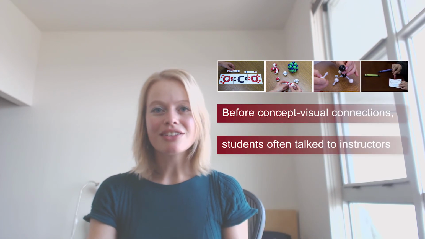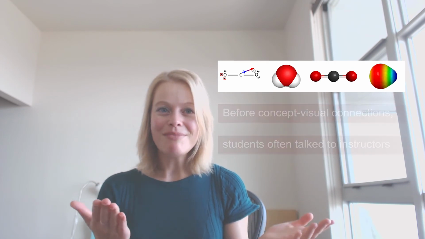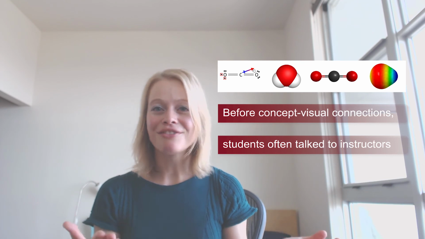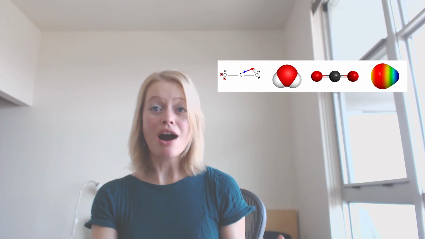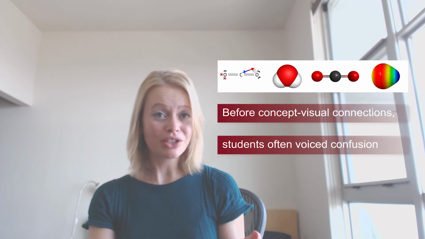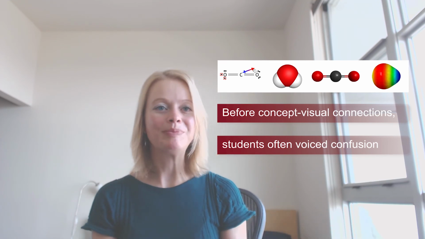Now, if students worked with the physical models and did not have the help from the ChemTutor system, I entirely expected that having talked to an instructor would be predictive of making a concept-visual connection. And the data was in line with that. So usually right before students made a concept-visual connection, students had talked to the instructor about the concept or about the visual. Now, when they worked with the ChemTutor system, the results were actually very similar. So right before students made a concept-visual connection, they had often talked to the instructor. But if an instructor was not present, concept-visual connections were often preceded by one of the students voicing confusion and their partner trying to help them.